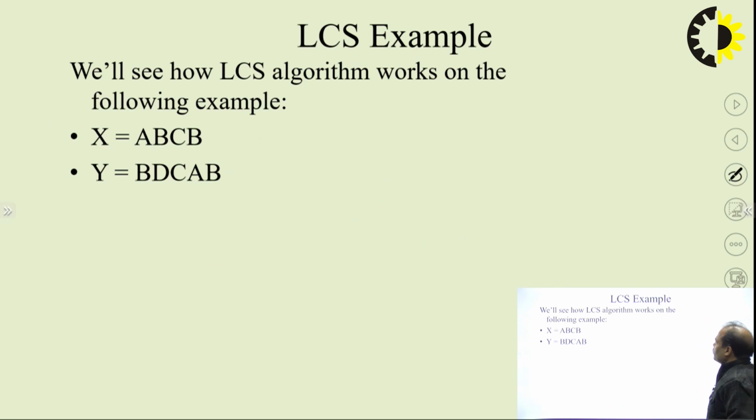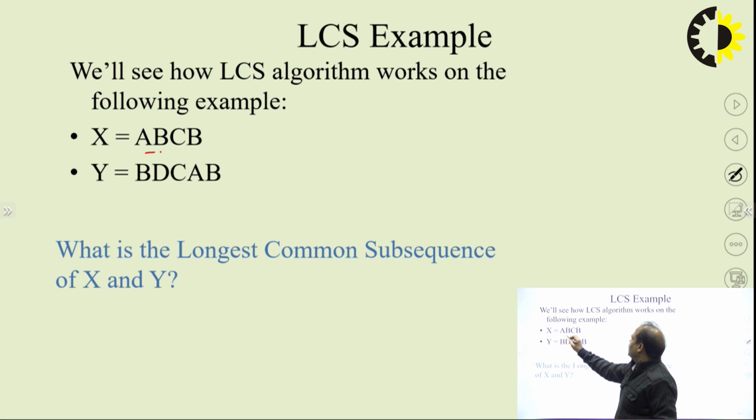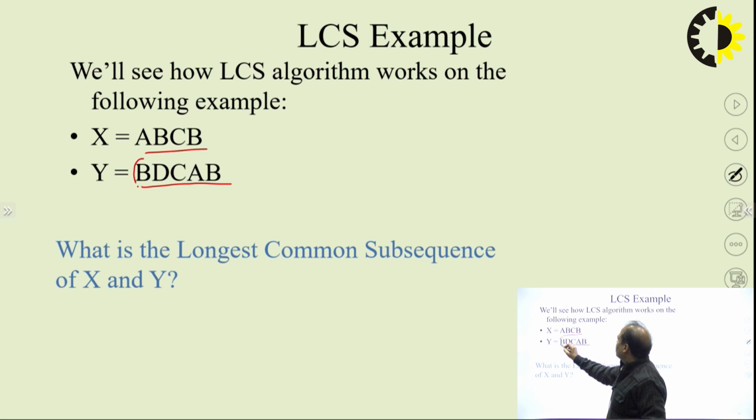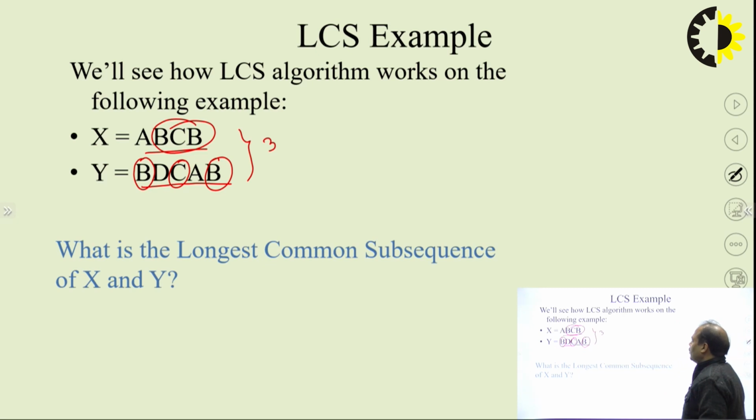Let's see how it works. Consider x as ABCB and y as BDCAB. If you look here, we can already see the longest common subsequence: BCB, look here, this is BCB. That means we already know in advance that the length of the LCS is 3. Let's see how the algorithm will compute it.